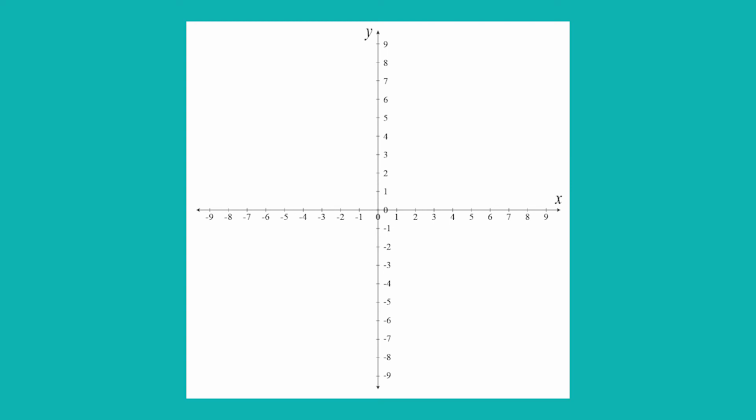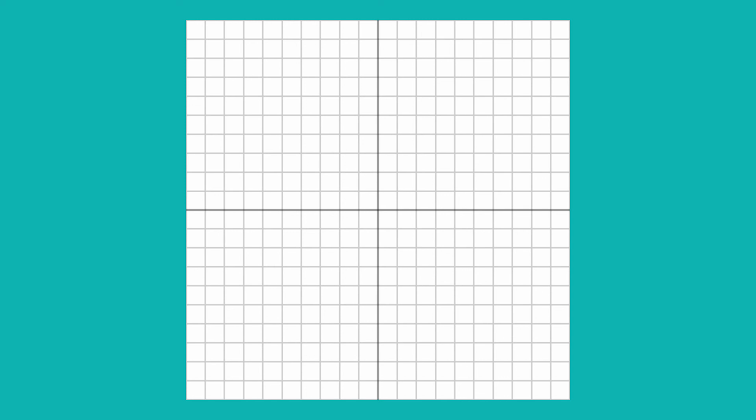Here's a blank coordinate plane. Pair up with a partner and see if you can describe how it is numbered and how to label the axes. Pause this video and go on to video 2 when you're finished.